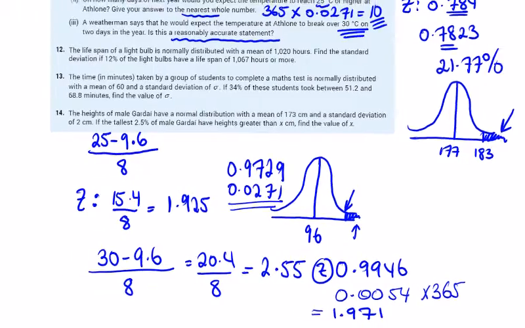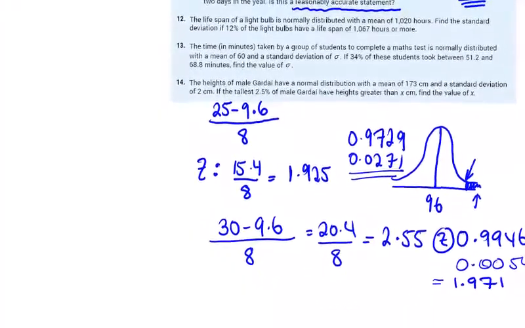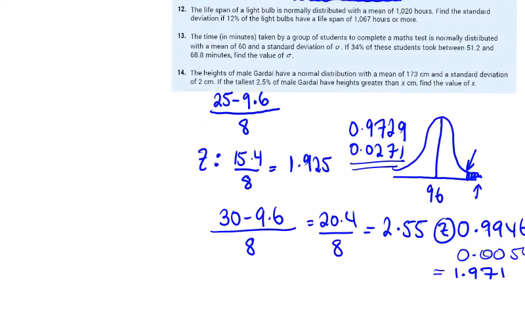Okay, the lifespan of a bulb is normally distributed with a mean of 1020. Find the standard deviation. First time we've looked at one of them. If 12% of the light bulbs, so they're telling us something there, that's 0.12, so we're possibly looking at a 0.88 in this question. If 12% have a lifespan of 1067 or more.